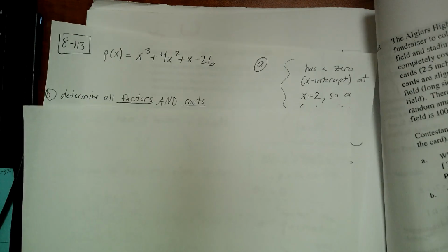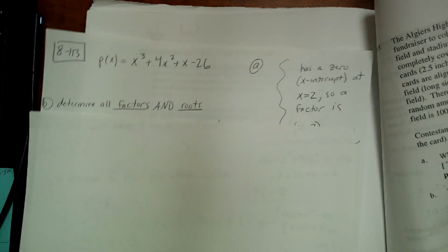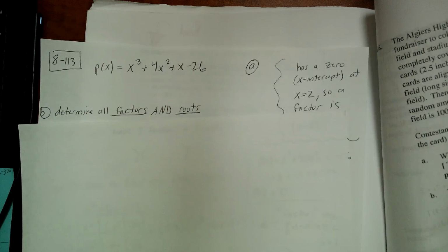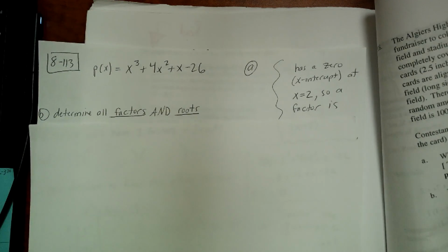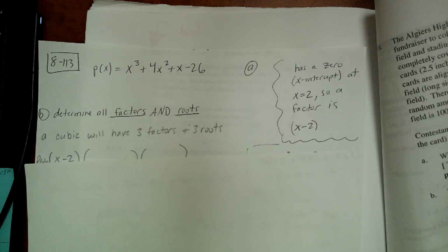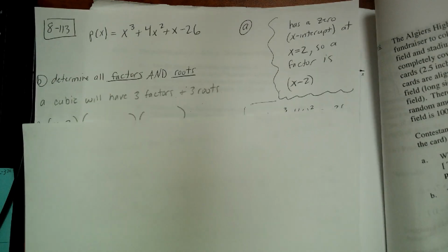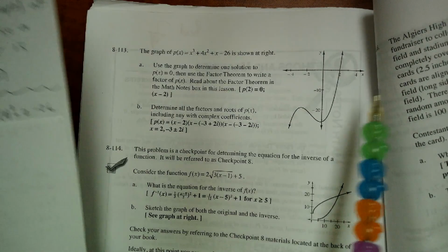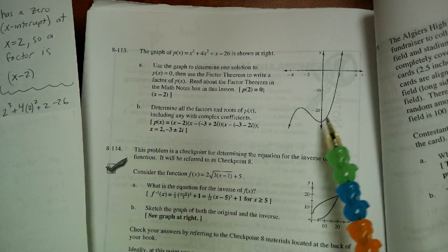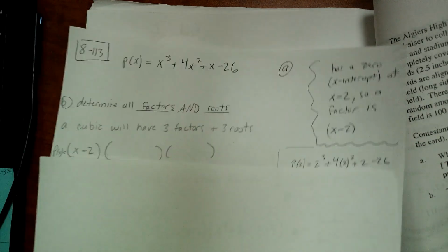Then letter B wants us to determine all factors and roots. So the roots are like the solutions, and the factors are written in factored form, like multiplied together. A cubic's going to have 3, I want to say in quotes, factors, but maybe they're not all real. It's going to have 3 roots. This one, we already know what the picture looks like. It's going to have a real root and 2 complex roots.